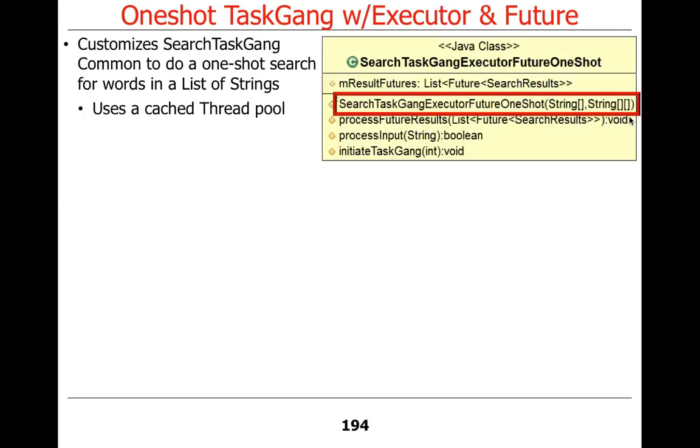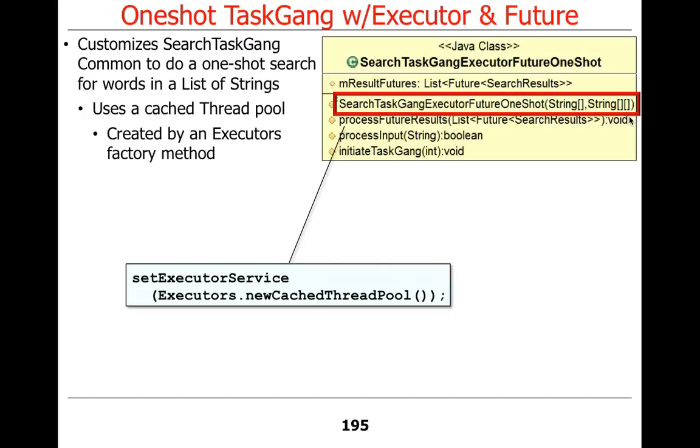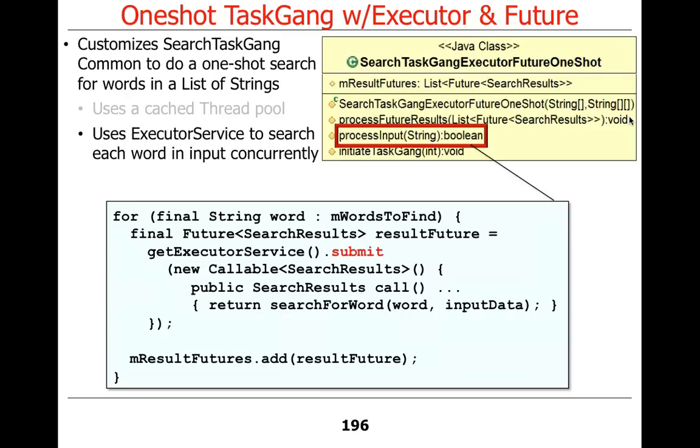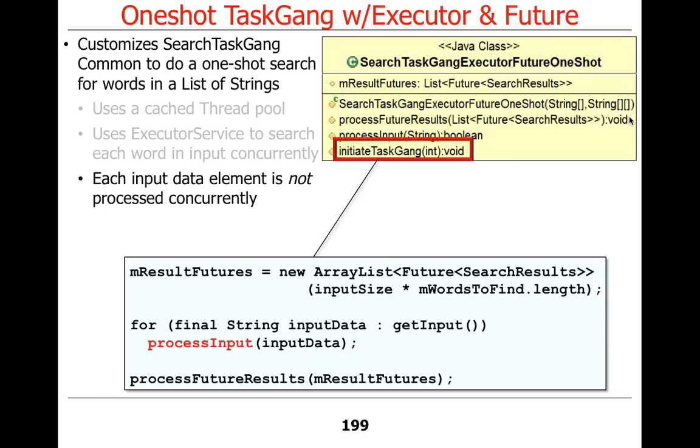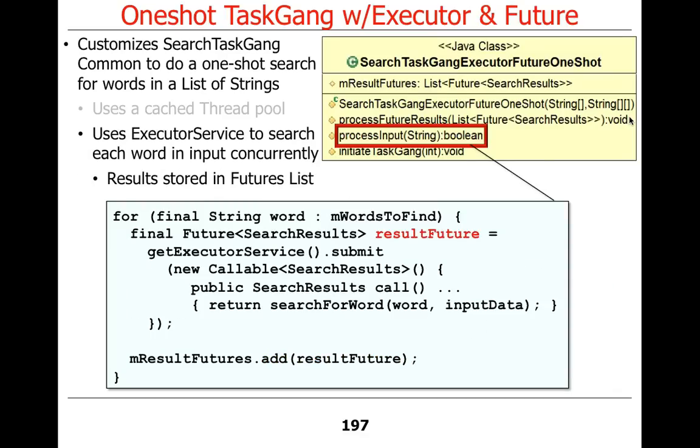All right, so first let's go ahead and use a cached thread pool, which is created like this. Really a piece of cake. Say Executors new cached thread pool. Here's what process input does. Okay, this is pretty cool. Let's take a look at this. So process input.